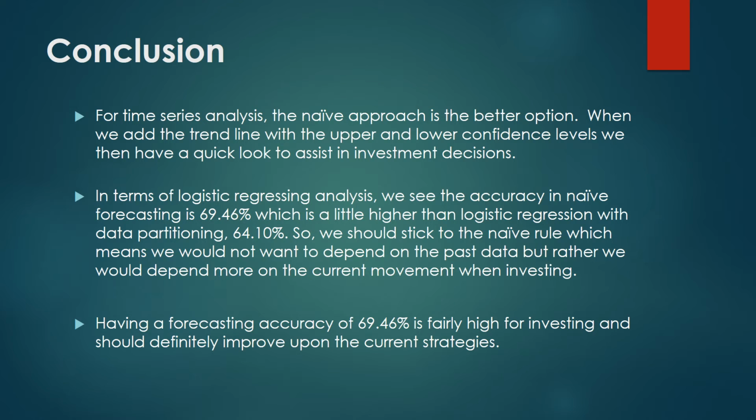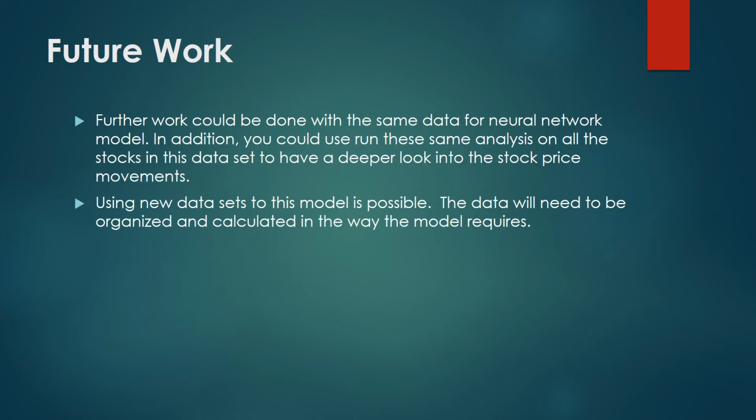For the logistic regression, like we discussed, the naive rule was better than with the data partitioning. 69.46 was actually higher than the 64%. And overall, that's a pretty high amount. So if you took a bet that it was going to go up or go down, you'd be right 69.46% of the time based off of this information. So it's not too bad. Yeah, it doesn't say how much it's going to go up or how much it's going to go down, obviously. So that's something to take into account as well. That's basically the results that we got.